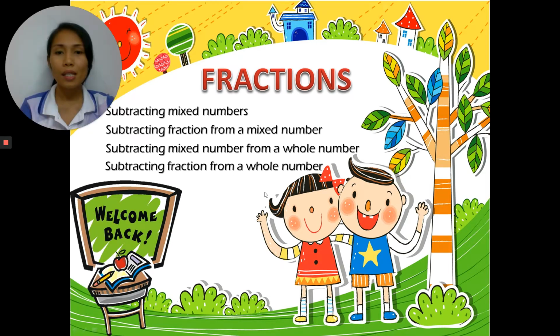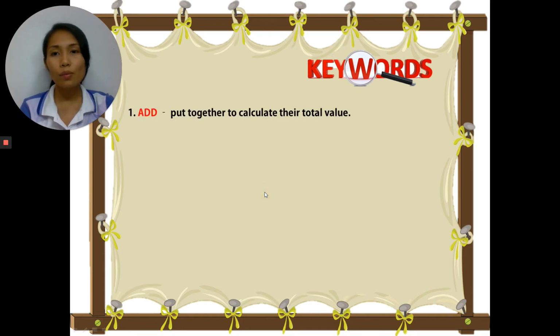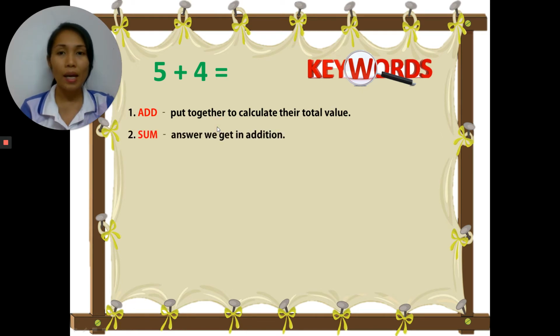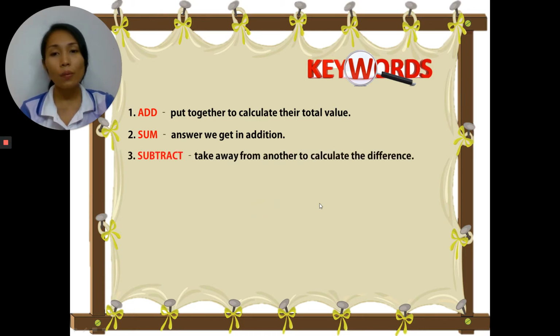Okay, so let's proceed. The keywords: add, that means to put together to calculate their total value. We use the symbol plus for addition, and the answer is called the sum. Subtract means to take away from another to calculate the difference.